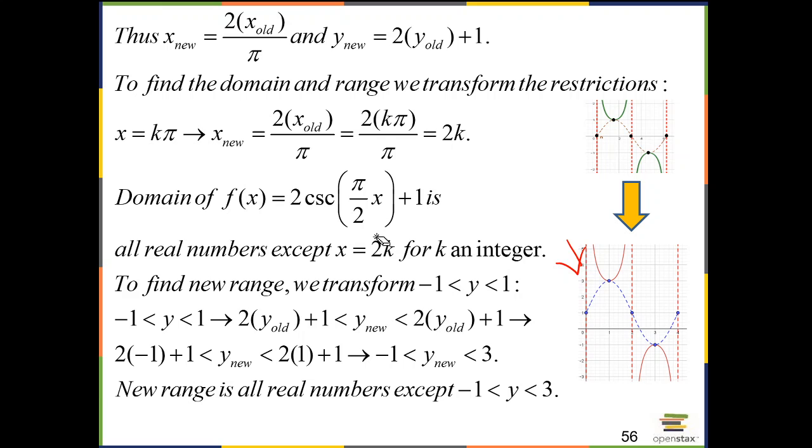Now what about the restriction for y? Well, we know the restriction for y is that y cannot be between -1 and 1. These are the old y's, so the new one would be 2 times the old y plus 1. The new y would be 2 times -1 plus 1, and 2 times 1 plus 1. So the new y is between -1 and 3.